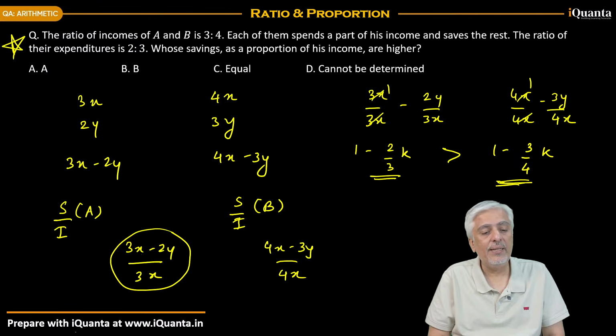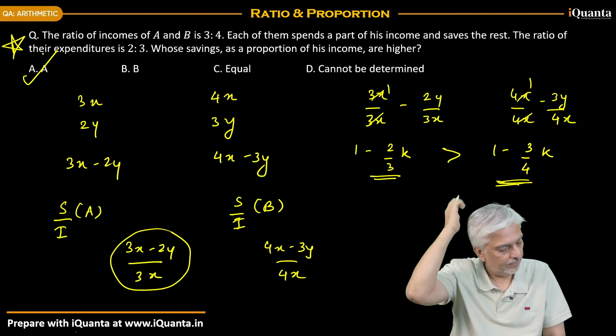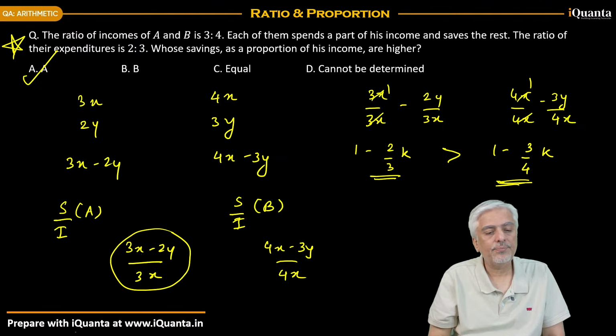Are we clear, everybody? And hence the answer will be A, not B. A will have more savings as a proportion. Basically, whose saving as a proportion of the income is higher? So A.